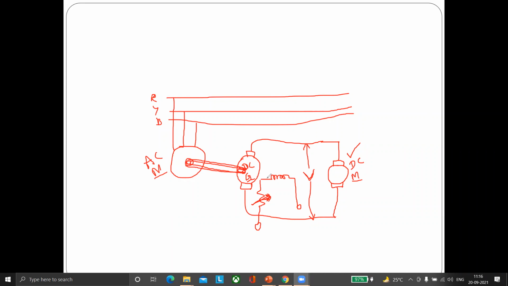And efficiency also decreases because we are using the resistance here. Due to this resistance, the power losses are very high. The power losses are going on here, so automatically the efficiency is going to decrease.